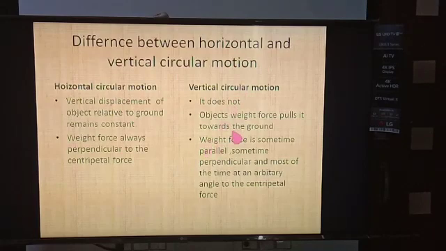In vertical circular motion, the weight force is sometimes parallel, sometimes perpendicular, and most of the time at an arbitrary angle to the centripetal force. But in horizontal circular motion, the weight force is always perpendicular to the centripetal force. In horizontal, the vertical displacement of the object relative to the ground remains constant, and in vertical it does not remain constant.